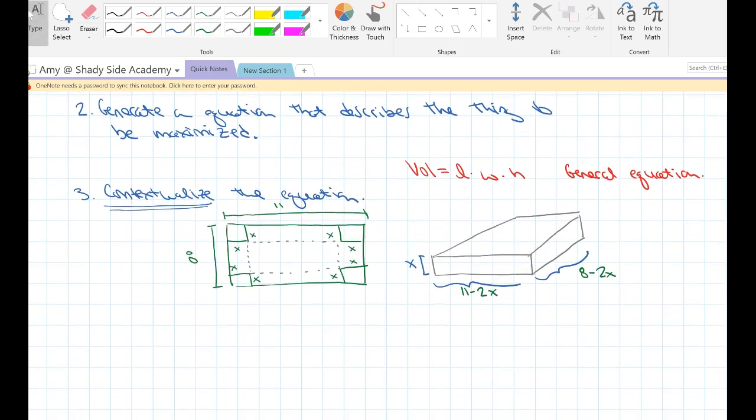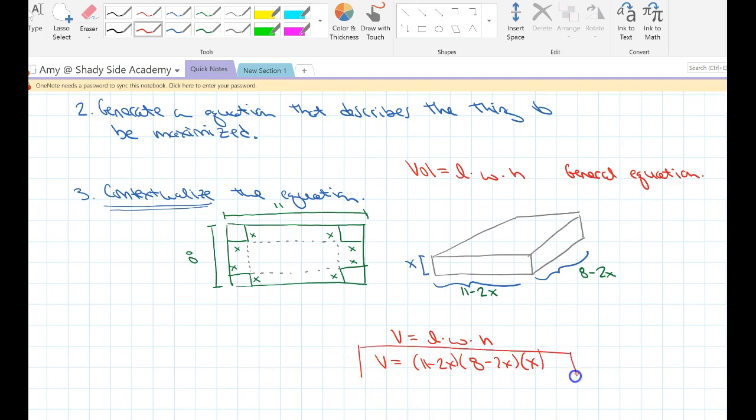And then what happens here is, look at this beautiful thing. I can now go back to my equation, which was volume equals length times width times height, and I'm going to contextualize this equation of volume and make note of the fact that the particular length here is 11 minus 2x, and the width is 8 minus 2x times the height, which is x. And now what I have gotten to is the particular equation that needs to be optimized.